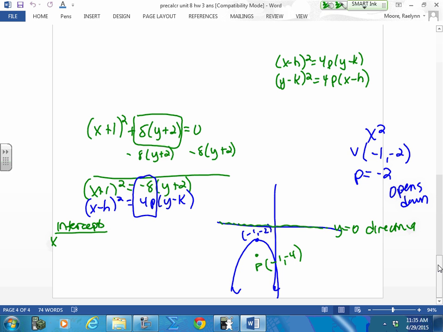So, x equals 0, y equals 0. Doesn't matter which one you plug. You're going to substitute an x of 0, a y of 0. We do this all the time. Take your final one. If for nothing else, take your final one.